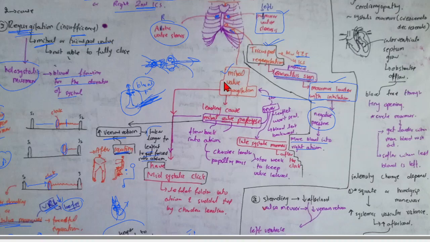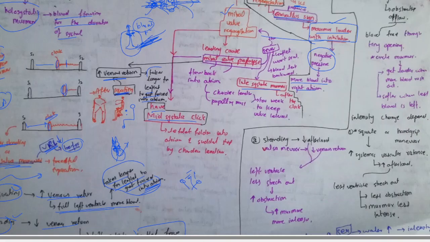Now there is mitral valve regurgitation. Mitral valve regurgitation is a leading cause of mitral valve prolapse. A late systolic murmur has a mid systolic click, and it is seen in mitral valve prolapse. Another thing is the late systolic murmur. All these things we have already discussed.